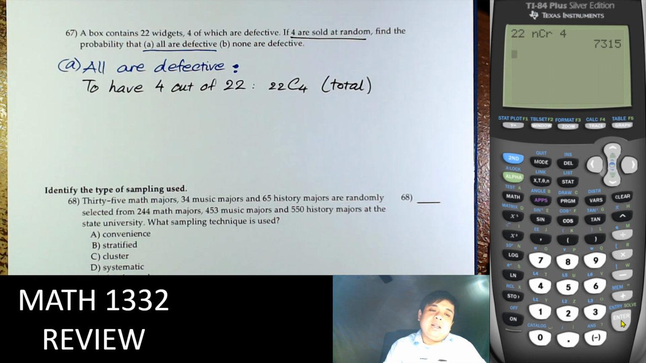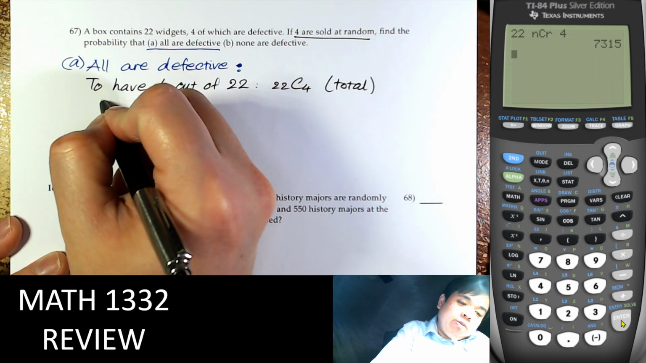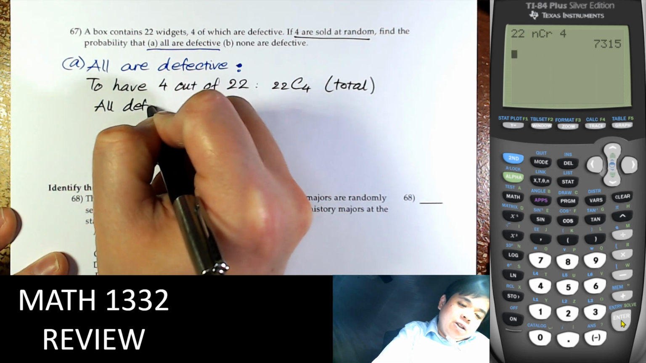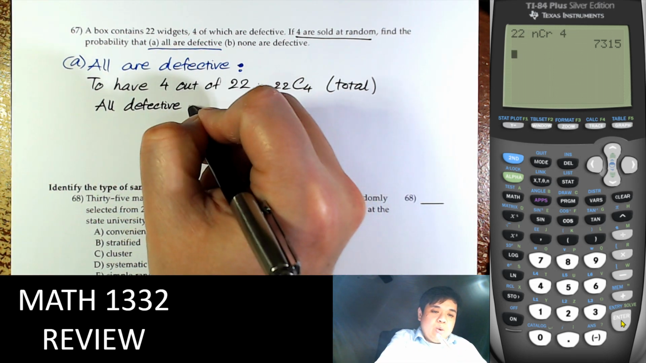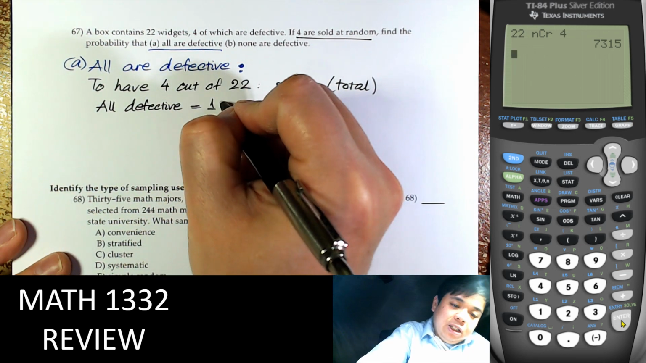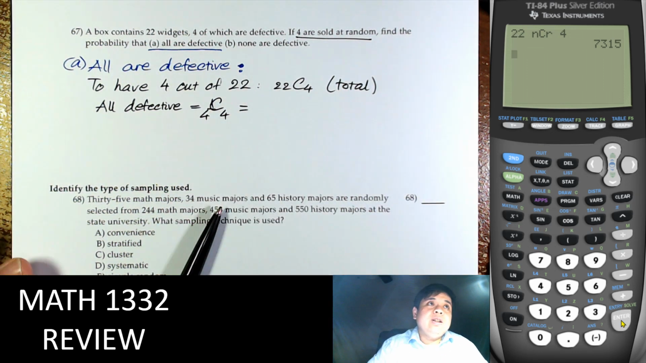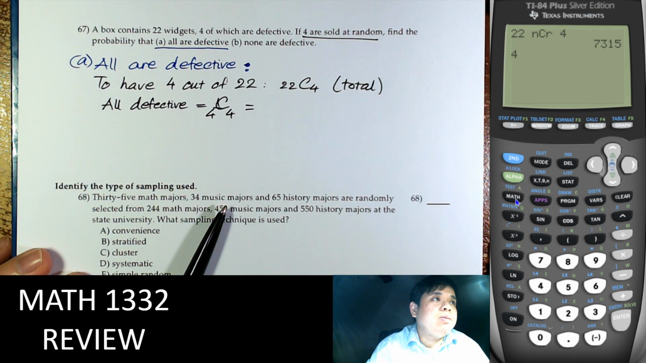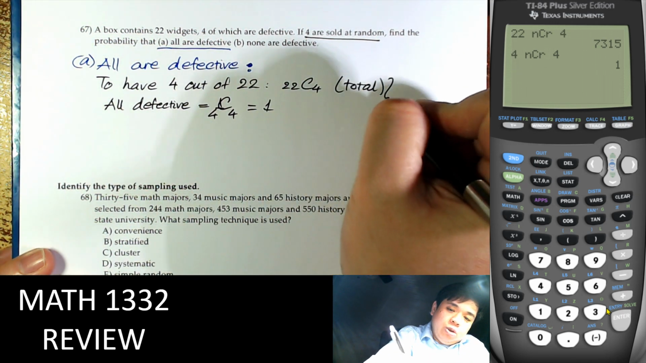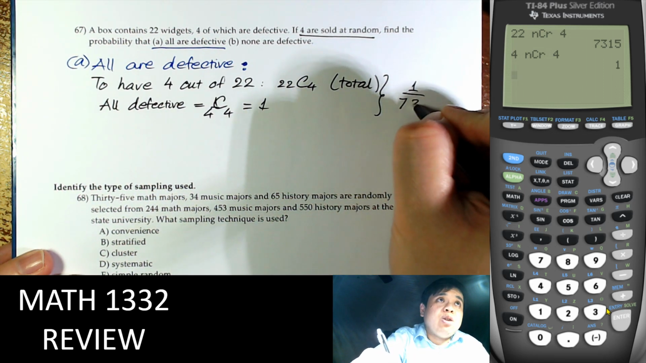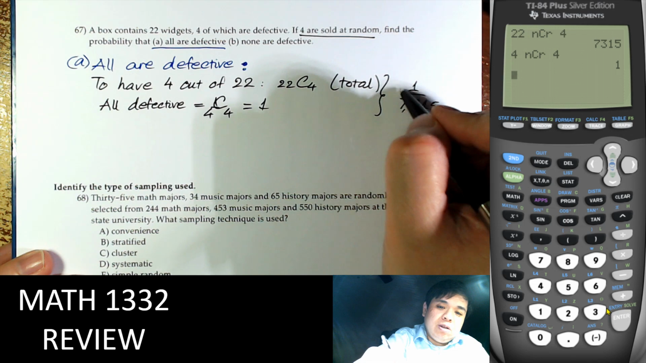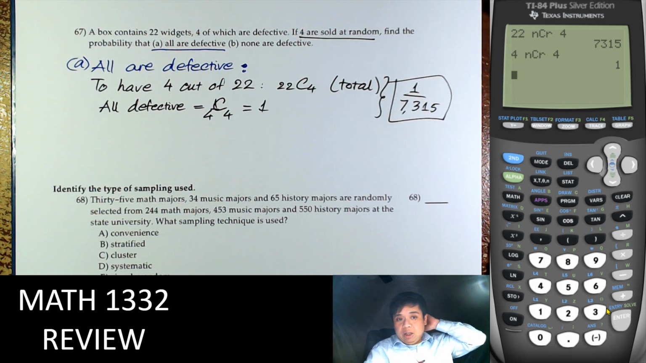Now find the probability that we have 4 defective. If all are defective, there's only one case, C(4,4). So it's going to be 1. So putting this together, we have 1 out of 7,215 on the calculator. Right. So that's what we know.